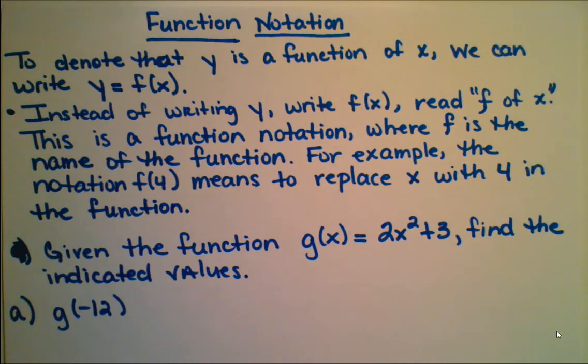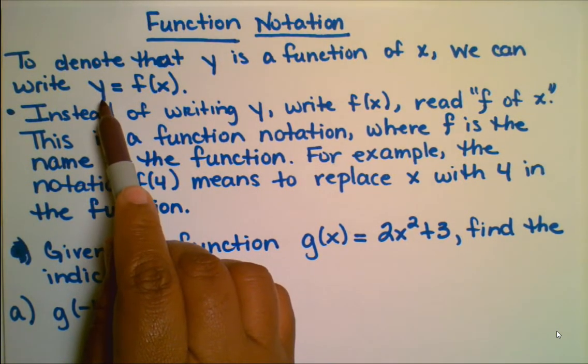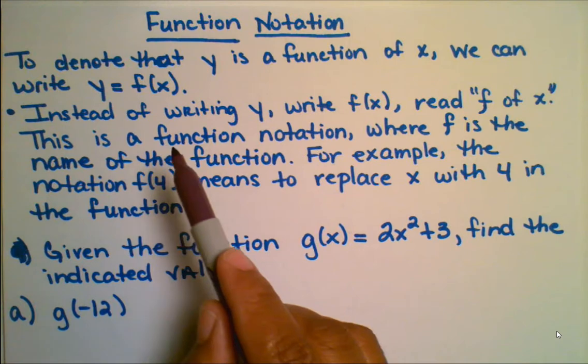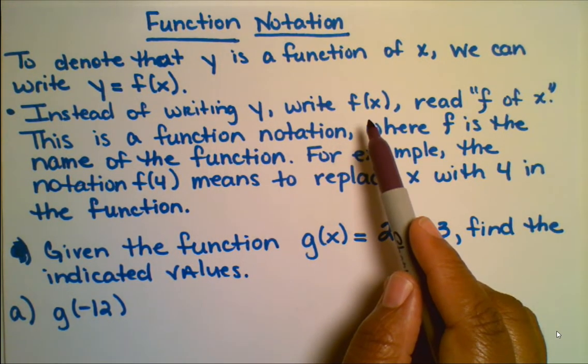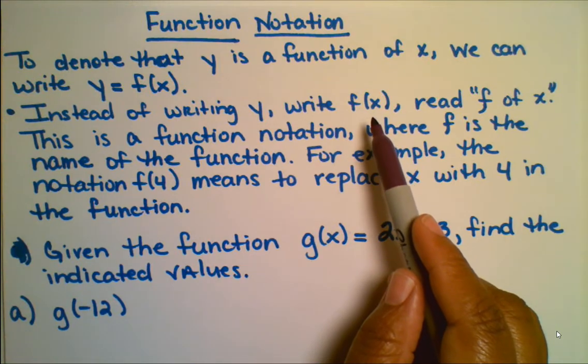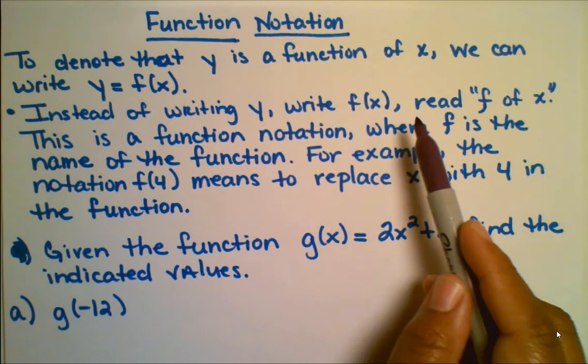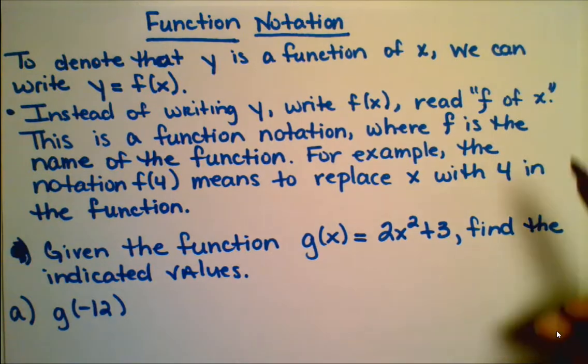All right, so function notation. To denote that y is a function of x, we can write y is equal to f of x. So instead of writing y, we're going to write f, open parenthesis, x, close parenthesis, read as f of x.